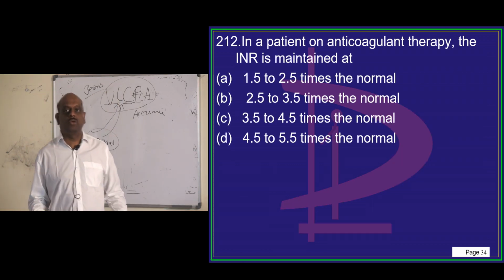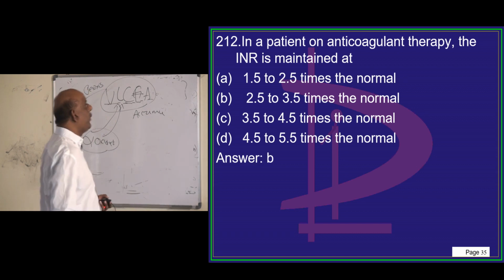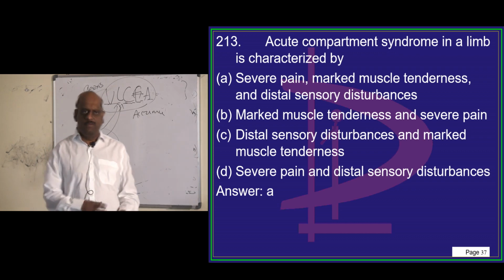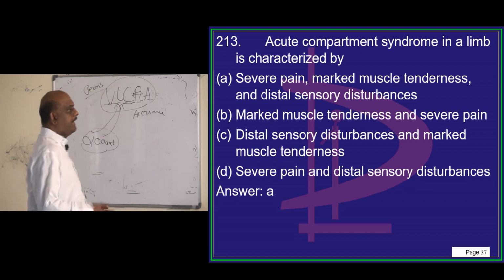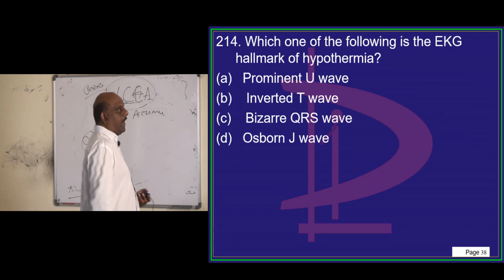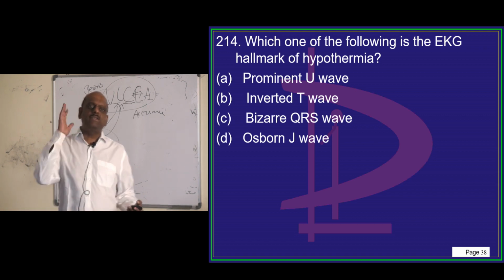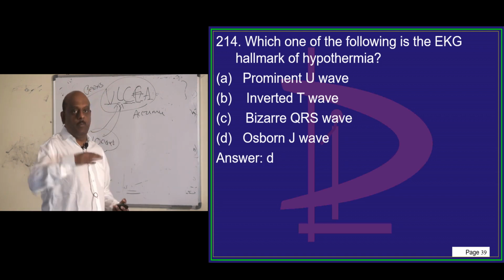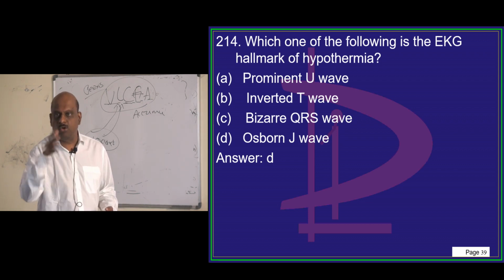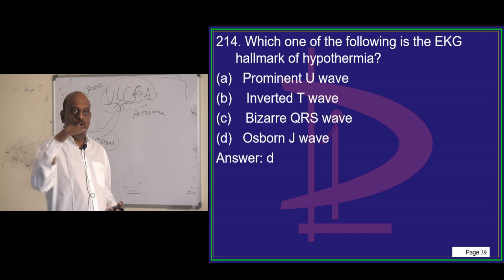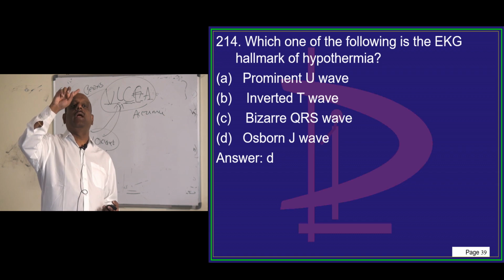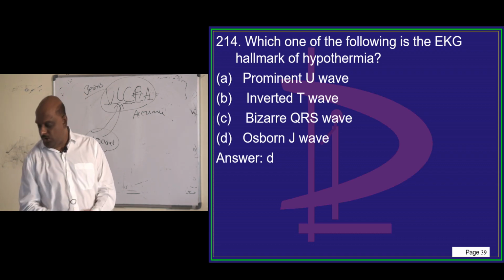If giving anticoagulant therapy, INR should be maintained between 2.5 to 3.5. Acute compartment syndrome has severe pain, muscle tenderness, and distal sensory disturbances, which are the classical features. In hypothermia, what is the classical ECG finding? Osborne wave. Typically, when the QRS complex is hitting the T wave, you have an ST, there is a J point. At the level of the J point, you get a wave, which is called Osborne wave.